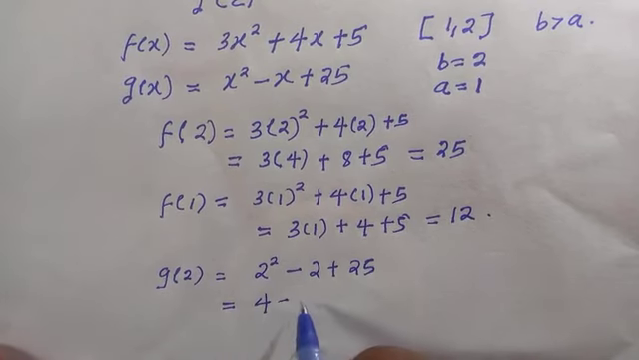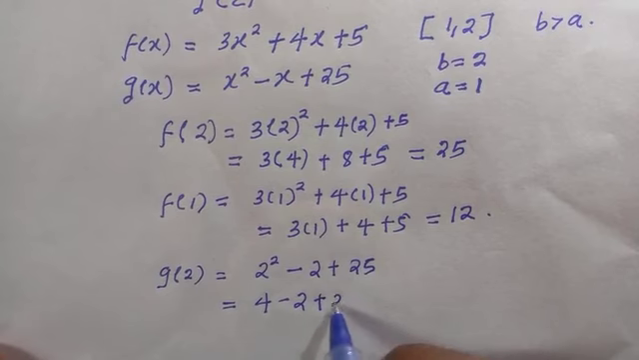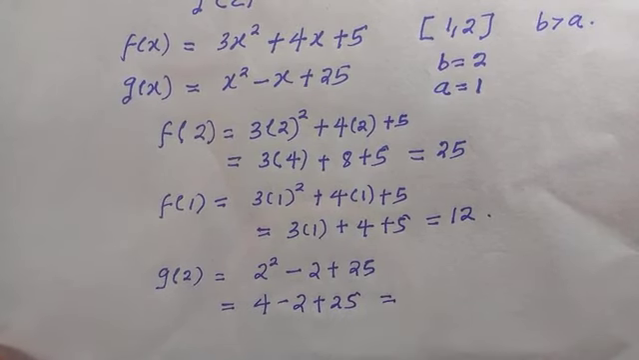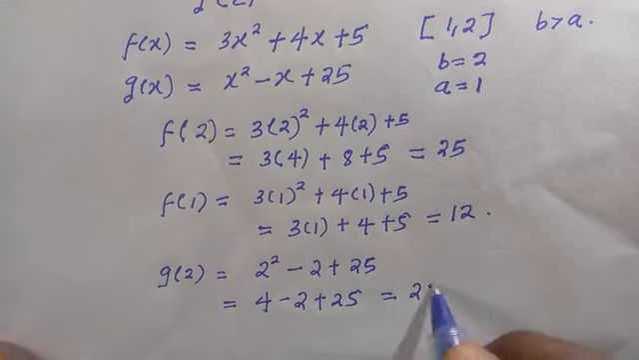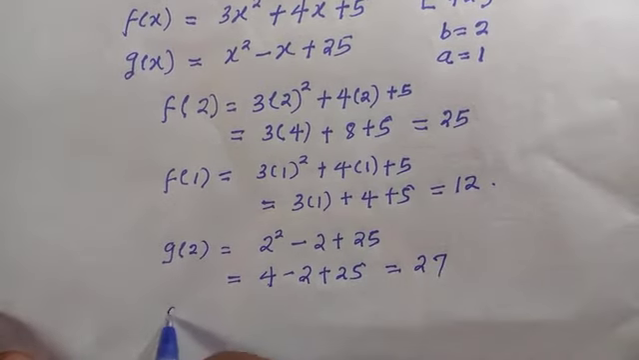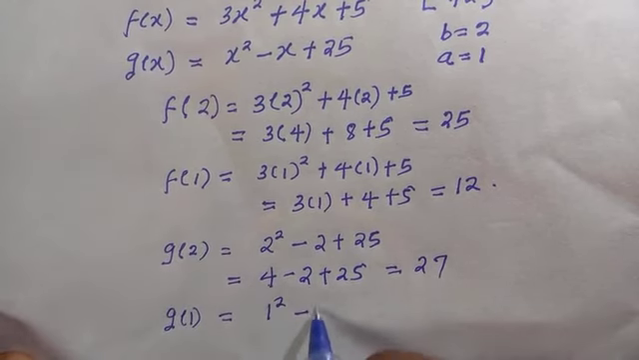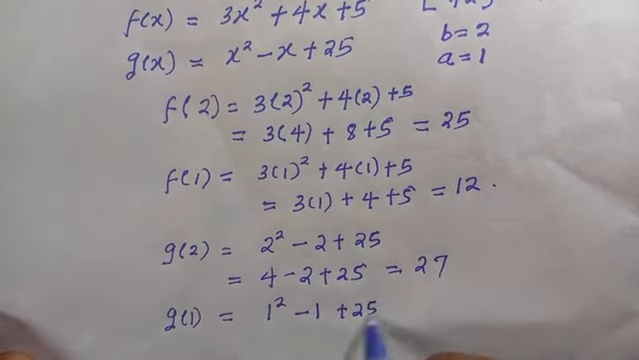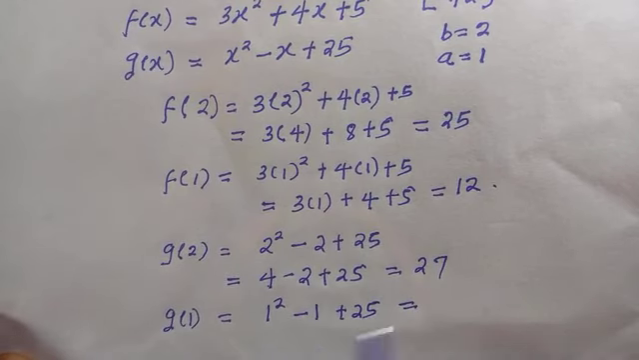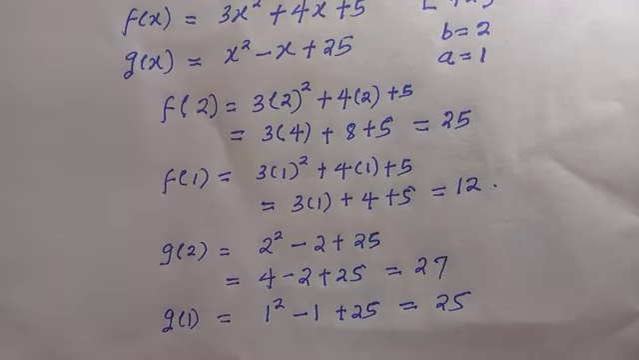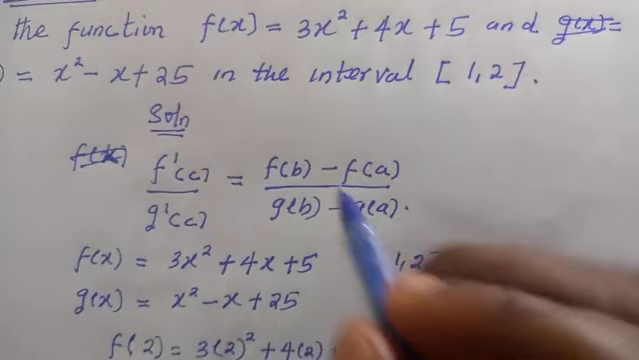So our f of b is 4 minus 2 plus 25, and everything here equals, 4 minus 2 is 2, plus 25, that is 27. And again, let's see g of a. G of a, that is g of 1, equals 1 squared minus 1 plus 25. Everything here equals 1 squared is 1, minus 1 is 0, plus 25, that is 25. And out of 6 data, we have gotten 4.